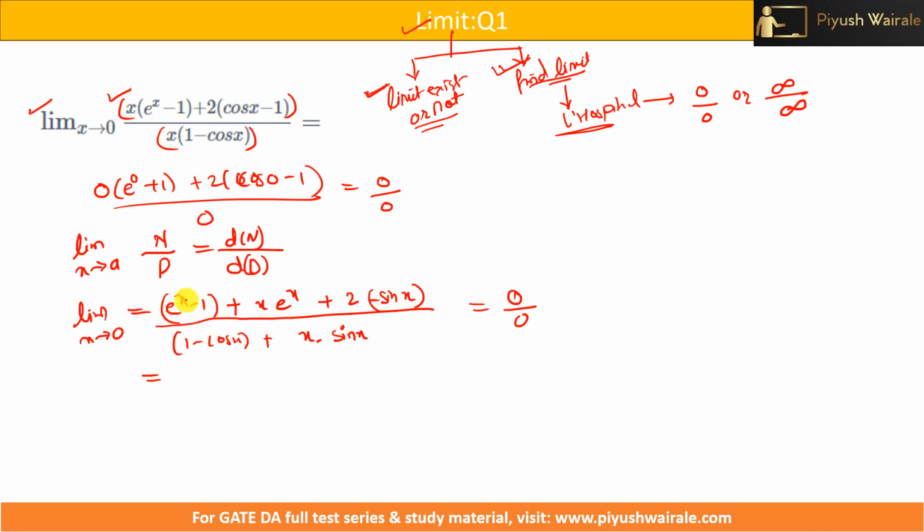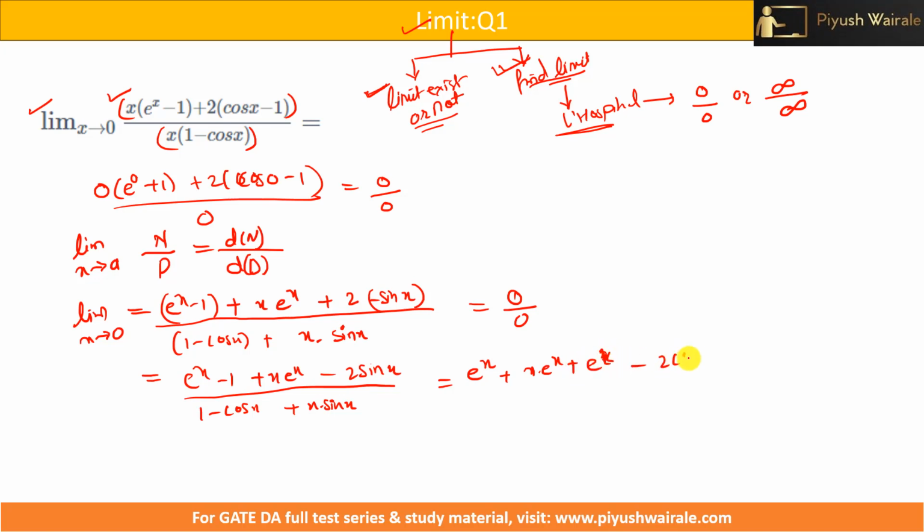First we can simplify this expression: e to the power x minus 1 plus x e to the power x minus 2 sin x, and the denominator will be 1 minus cos x plus x sin x. Now take the derivative of the numerator and denominator separately. The derivative of e to the power x is e to the power x, minus 1 has derivative 0 since it is a constant. Again x into e to the power x plus the derivative of x, which is e to the power x into 1, minus 2 into cos of x.